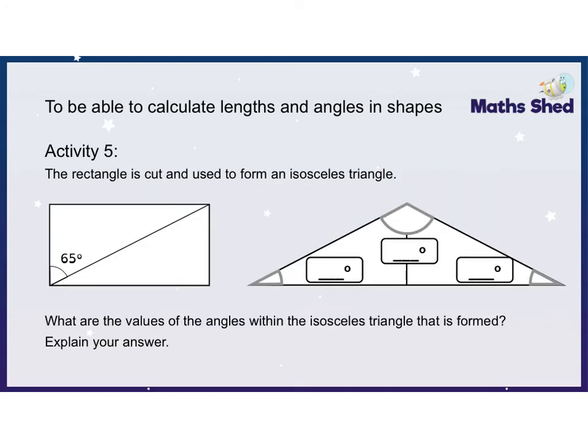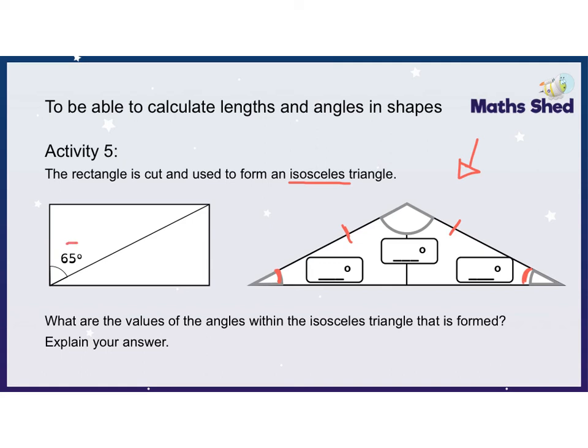Okay, so this one says the rectangle is cut and used to form an isosceles triangle. First of all, we have to remember what an isosceles triangle is. So this is an isosceles triangle here. The rectangle's been cut and joined together to make an isosceles triangle. An isosceles triangle is a triangle that has 2 sides that are the same length, and it also has 2 angles that are the same as well.